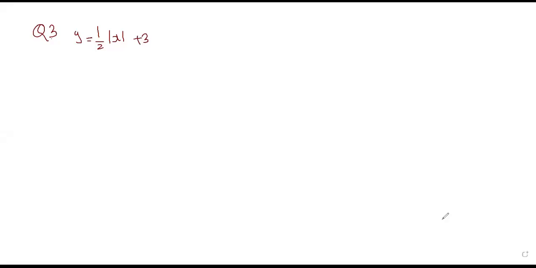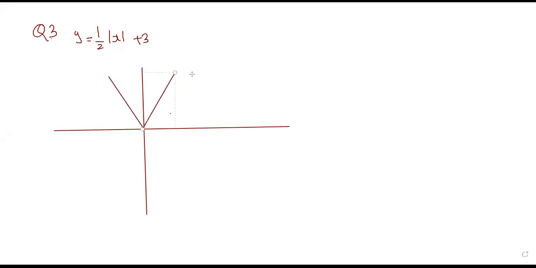All right, let's talk about another example. Here we have y equals 1 by 2 x mod plus 3. So for this one, we need to understand that again, we will think about the graph of x mod, and the graph of x mod is going to be something of this type, okay? This is the graph of x mod.